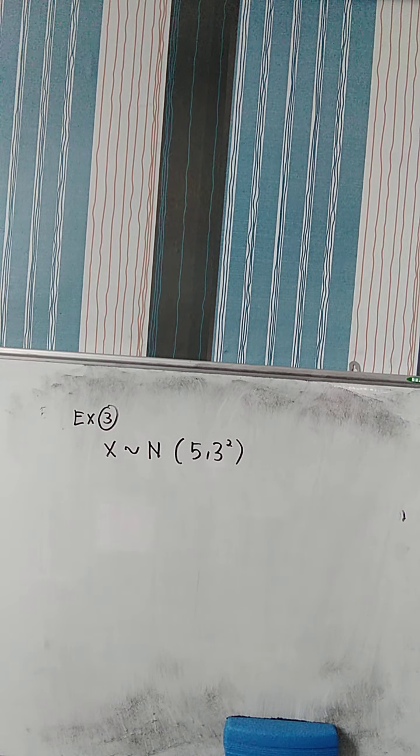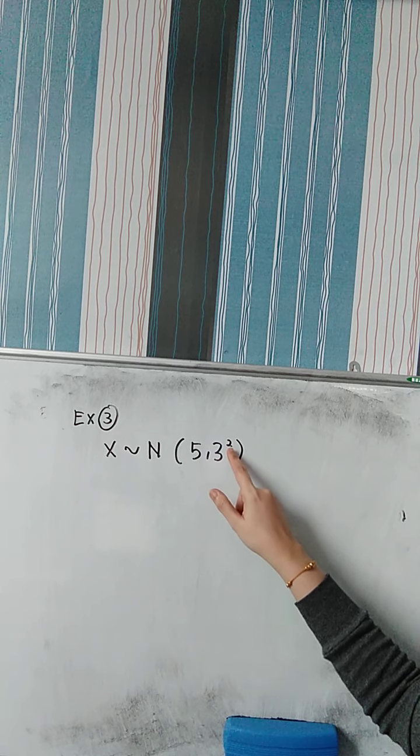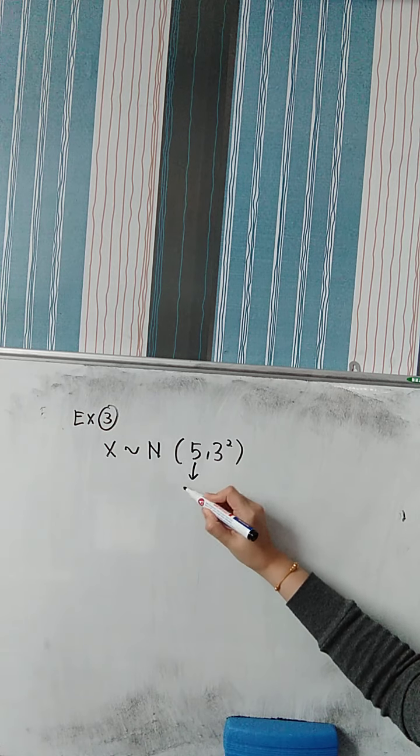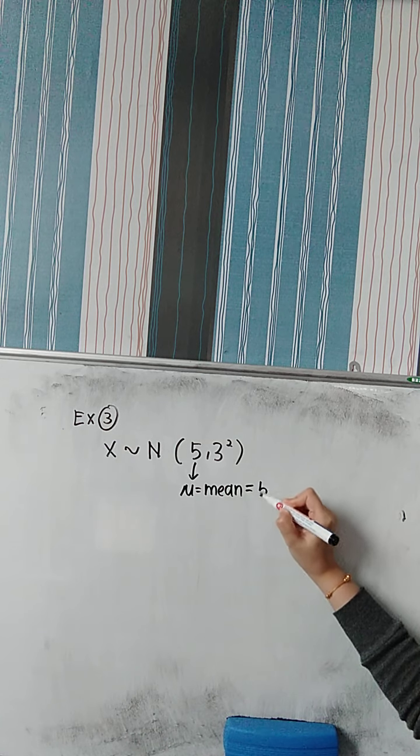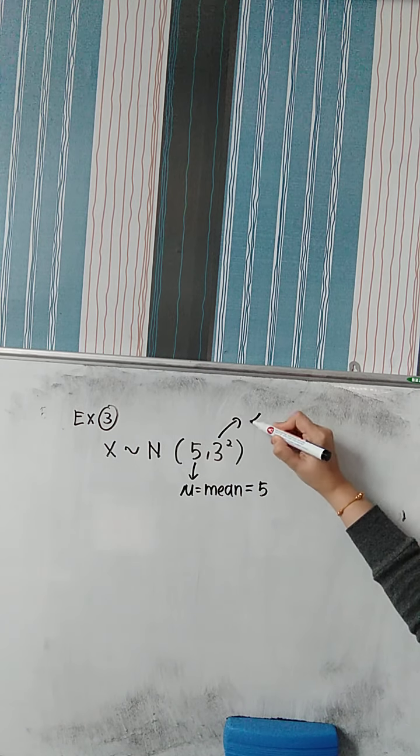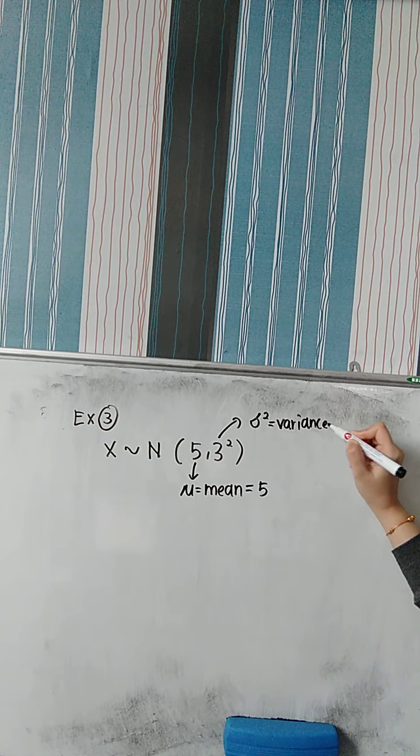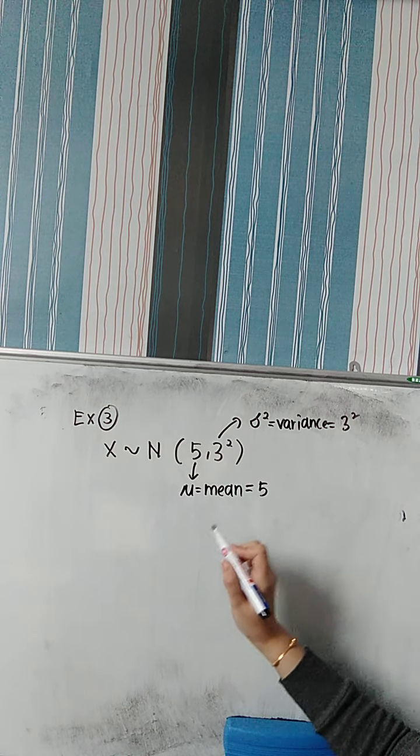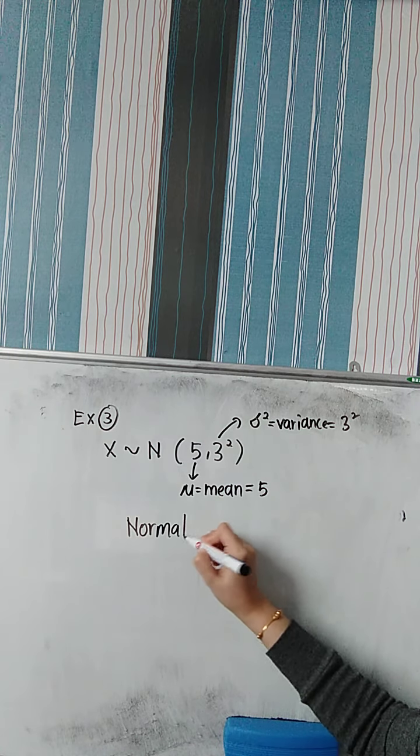Okay, continue to example 3. Given X is normal with mean mu equal to 5 and variance sigma square equal to 3 square. So this is not standard normal distribution. This is normal distribution only.